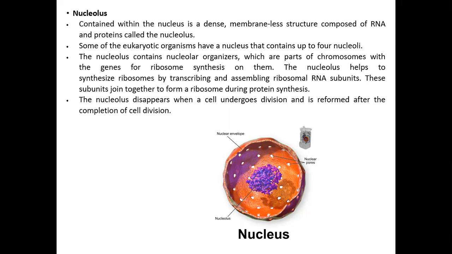So in detail, we will be studying the nucleus in the next slides. These subunits join together to form larger ribosomes, which help in protein synthesis. The nucleolus disappears when the cell undergoes division and is reformed after the completion of cell division. So that means at the time of cell division, the nucleolus does not appear.